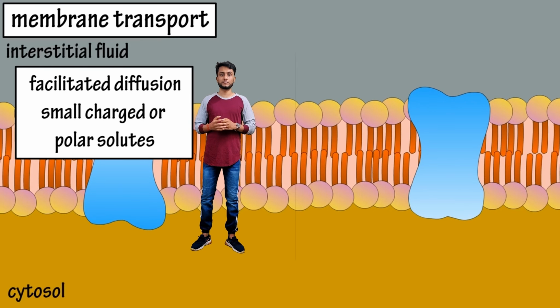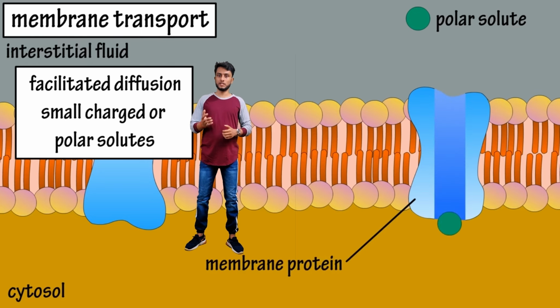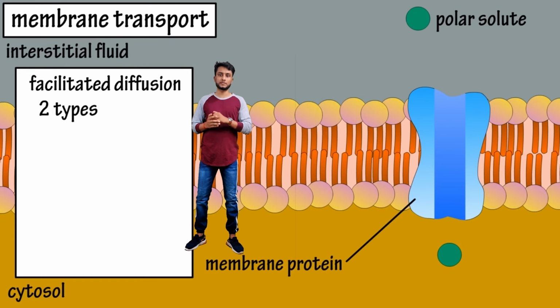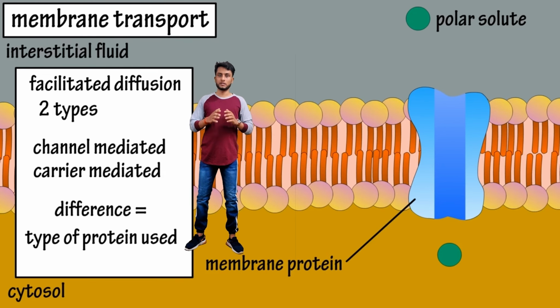Another type of diffusion is called facilitated diffusion. This method is used for small charged or polar solutes. Because of their polar nature, they cannot cross the plasma membrane directly, but they can cross through membrane proteins with a process known as facilitated diffusion. This type of diffusion is also of two types, channel mediated diffusion and carrier mediated diffusion. These two methods depend on the type of protein used in the process.